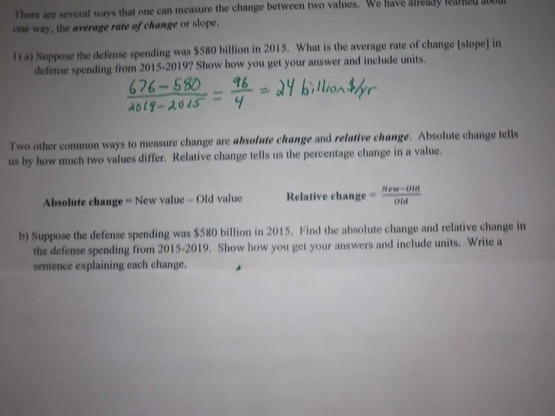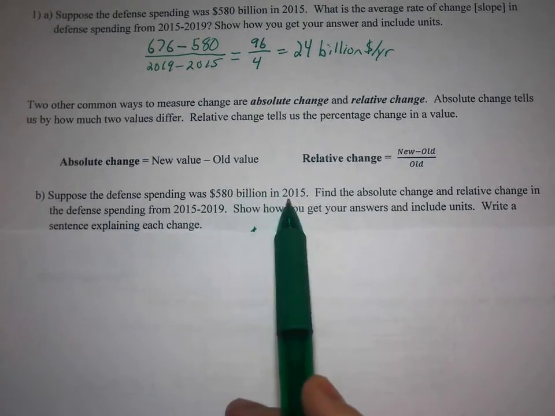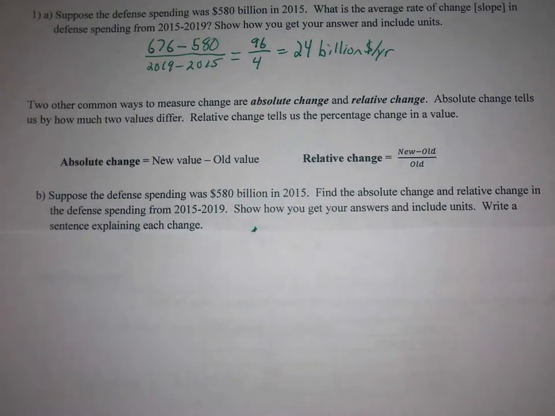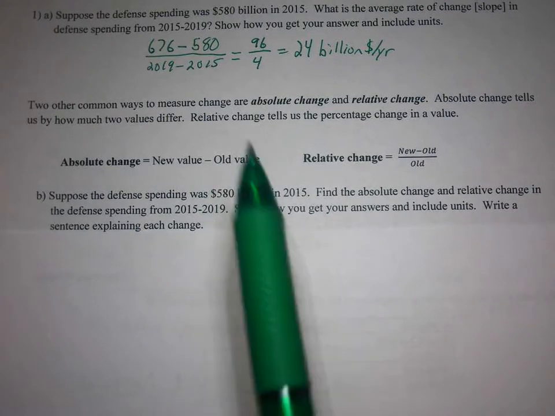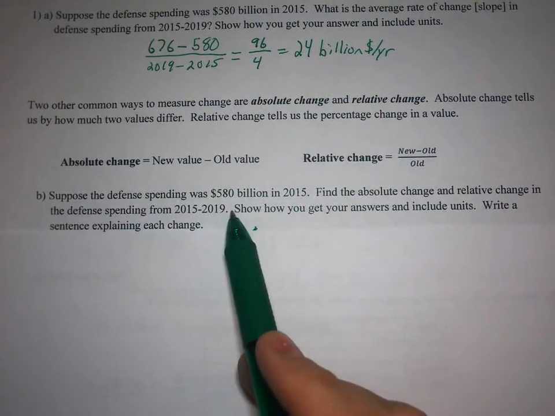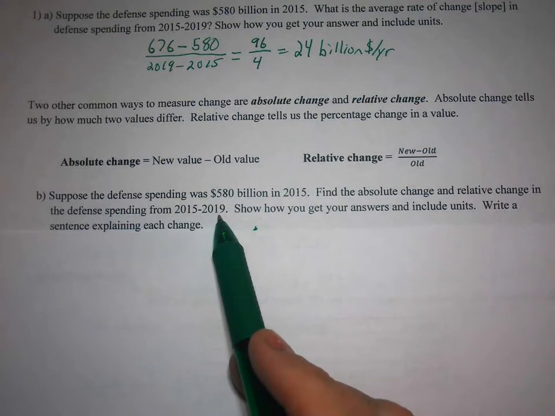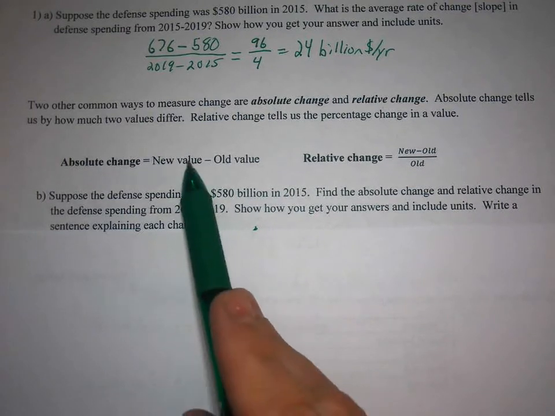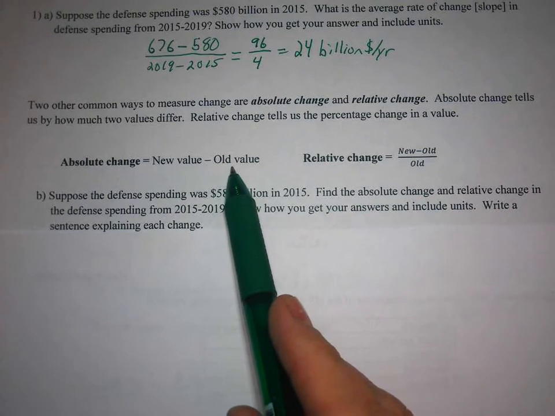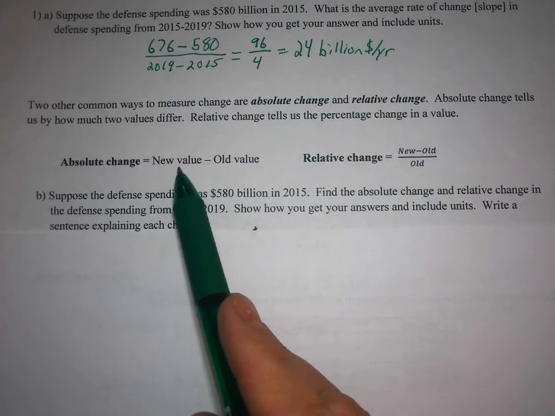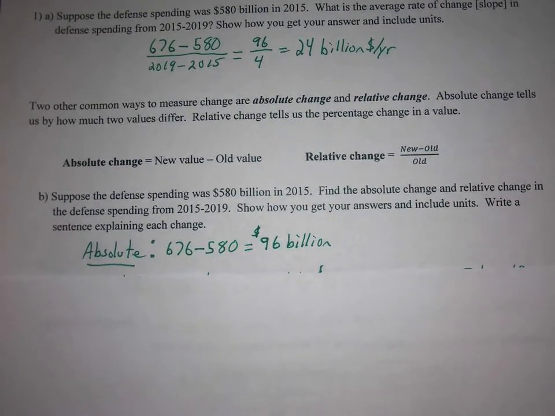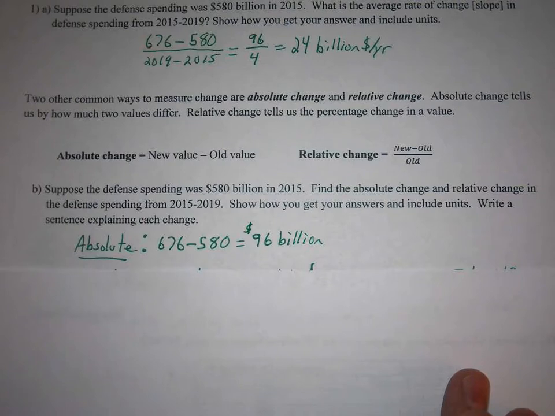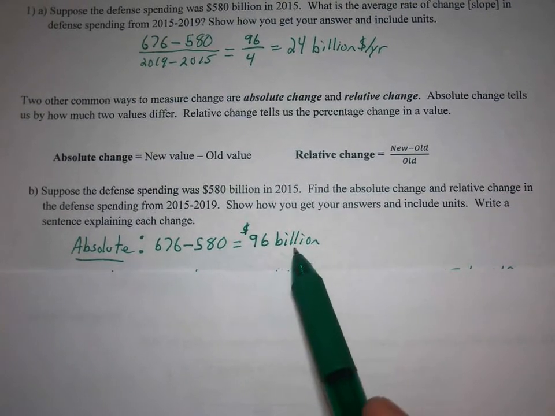Okay, so same example. We started at $580 billion in 2015, and then we raised it to $676 billion. So the absolute change is just the new value minus the old value. And when we have years involved like this, from 2015 to 2019, it should be easy to figure out what the new value is and what the old value is. So when you do new value, that's the most recent value. So that's the 676, and then minus the 580, the old value, and that'll give you $96 billion.